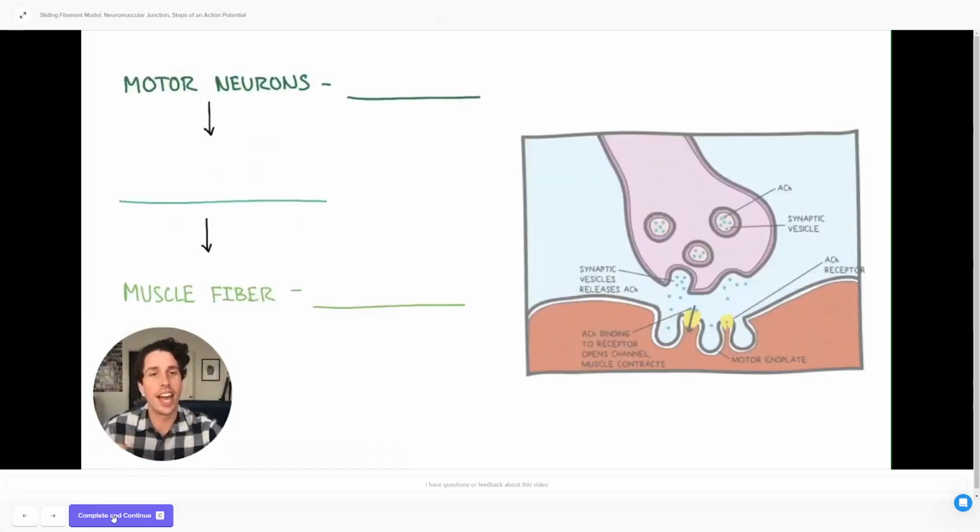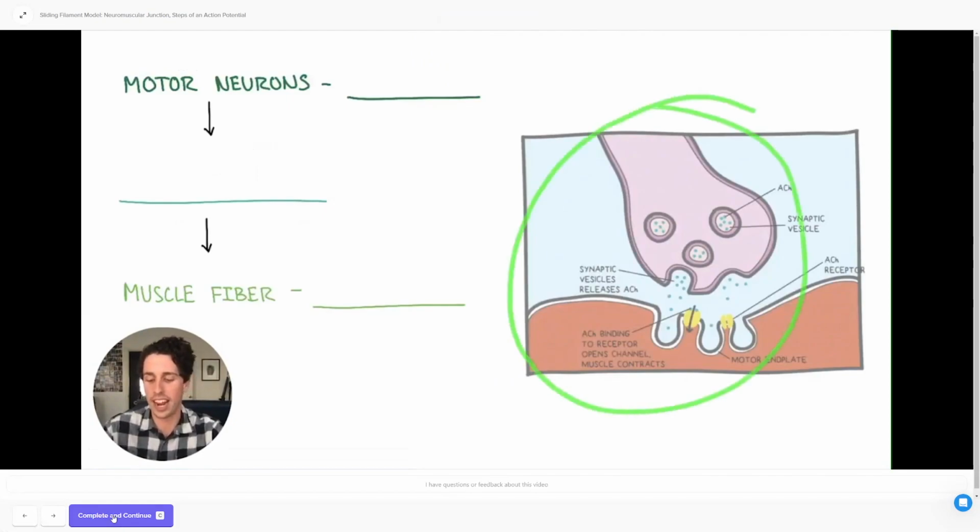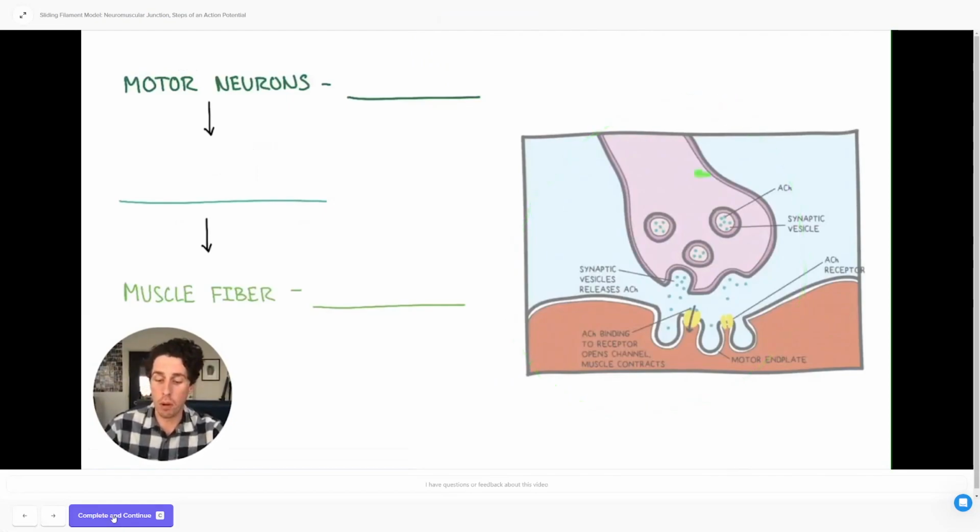All right, first off, let's talk about this right here. As we can see, this is a motor neuron and a muscle fiber. And we can see that there's a little bit of a space right there in between them. The space is actually known as the neuromuscular junction, right here.